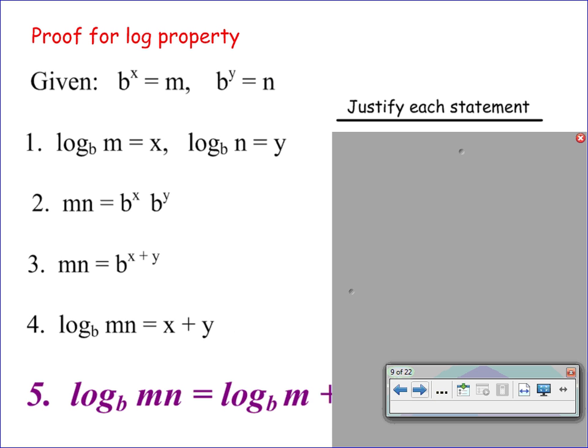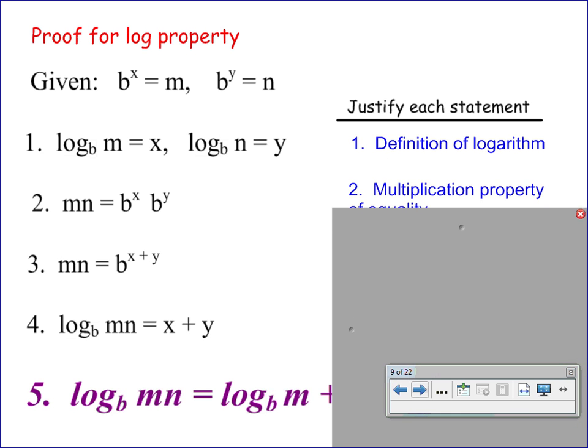Okay, so I want you to know that these properties aren't just pulled from thin air. In fact, they're based on our exponent properties that we already worked to develop back in Unit 3. So if we wanted to prove that the log of a product is equal to a sum of the individual logs, we could go back to our exponent properties and let m equal b to the x. We could let n equal b to the y. And then we could rewrite in logarithmic form, just using our definition of logarithm.